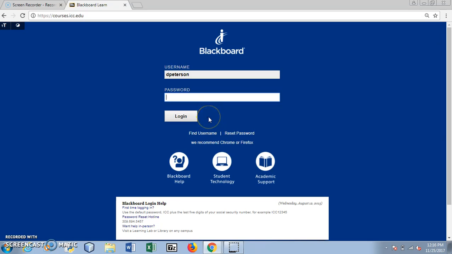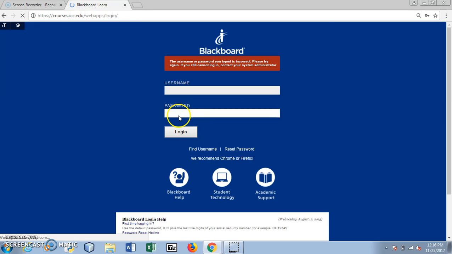Secondly, you should have your password. Your default password, for the first time you get in, is capital I, capital C, and then the last 5 digits of your Social Security number. So capital ICC and the last 5 digits of your Social Security number. I've changed mine over time, so I'm going to type it in. Then we hit login.